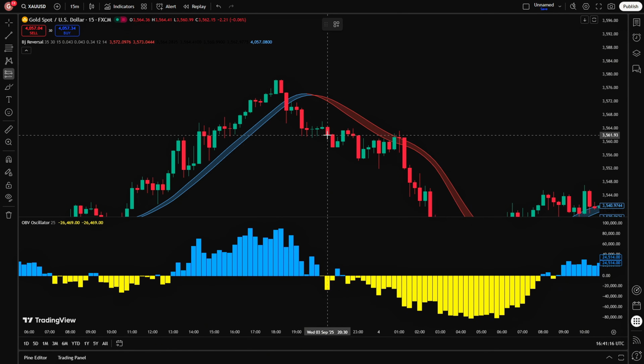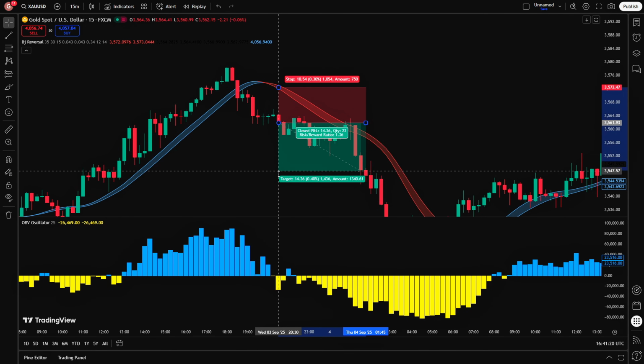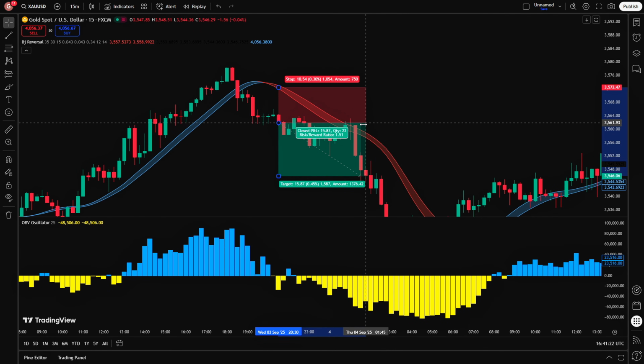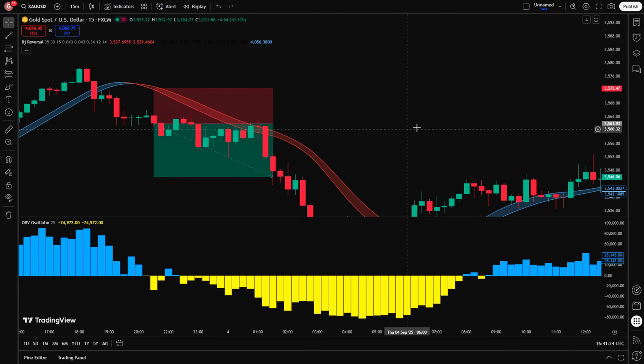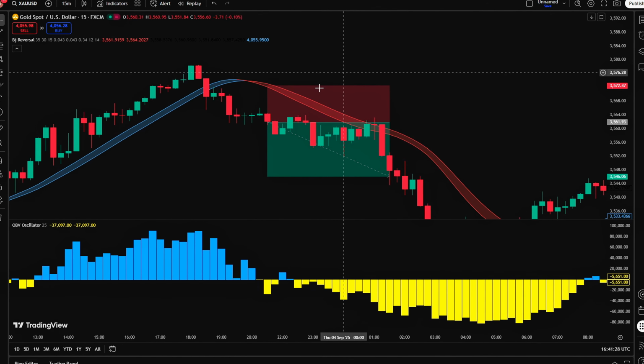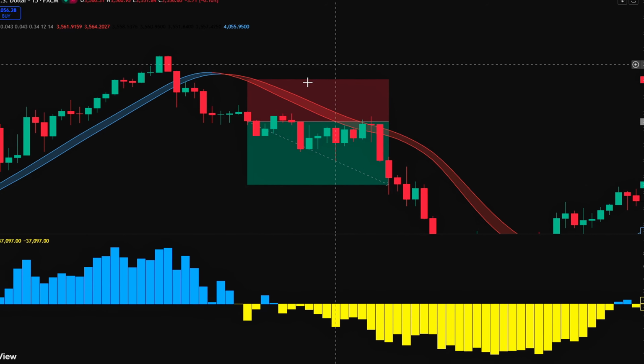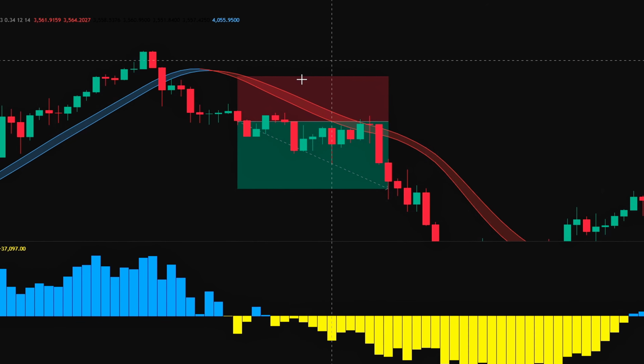Entry rule. Enter a sell trade on candle close. Stop loss. Above both T3 lines or the nearest swing high. Take profit. Aim for a 1 to 1.5 risk-to-reward ratio. This dual confirmation method helps filter weak setups and capture stronger trend continuations.